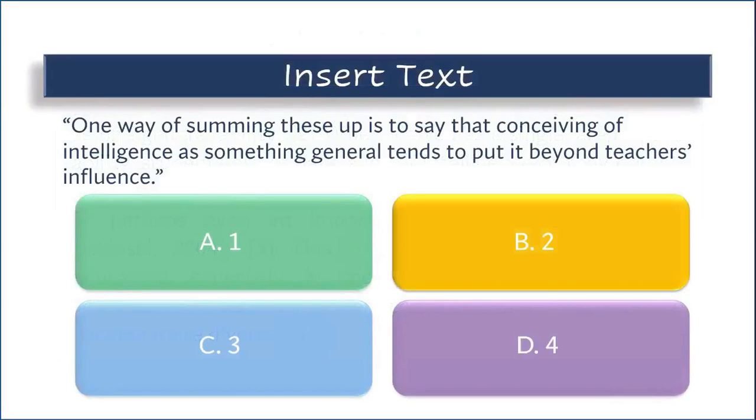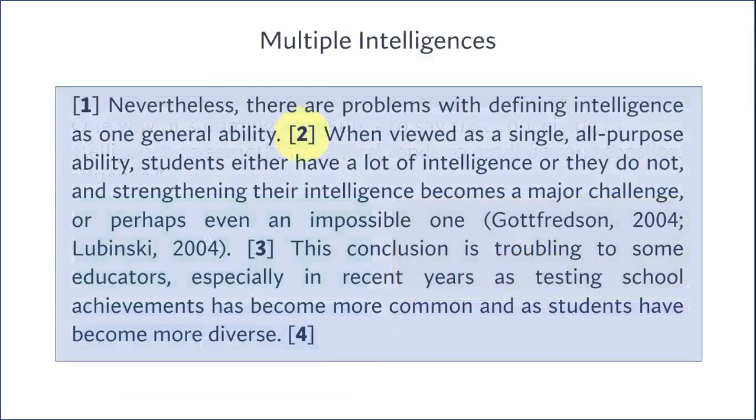The main focus of the paragraph is the problems with defining intelligence as a single ability. So this sentence must go after another sentence that states this. Quote, "Nevertheless, there are problems with defining intelligence as one general ability." These refers to problems.